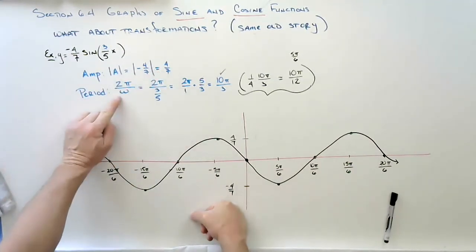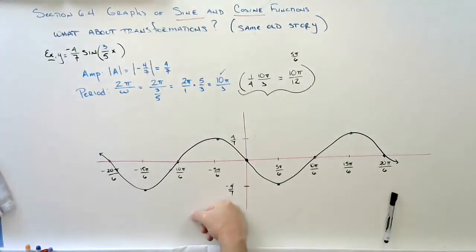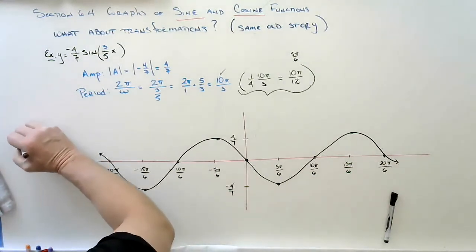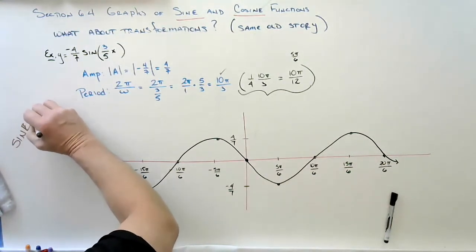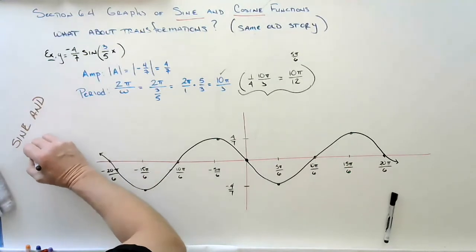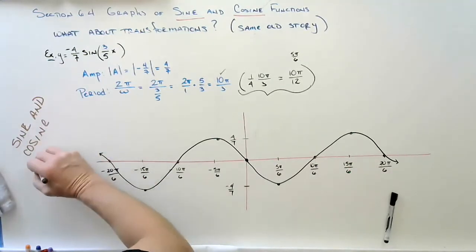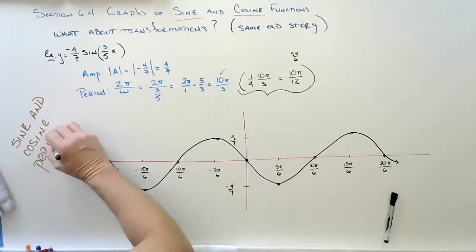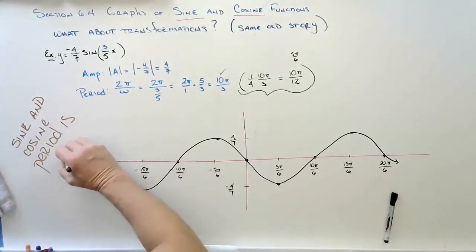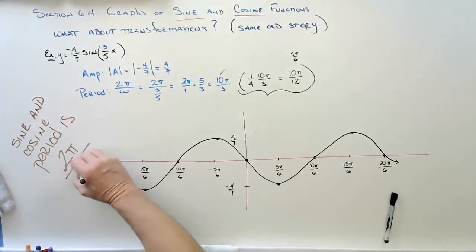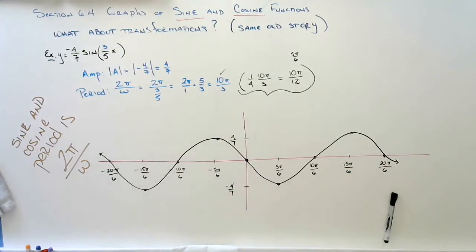The period, we have to remember for sine and cosine, right? The period is 2 pi divided by omega. Now notice I keep saying sine and cosine. It's not the same for tangent. But for sine and cosine, it's 2 pi divided by omega.